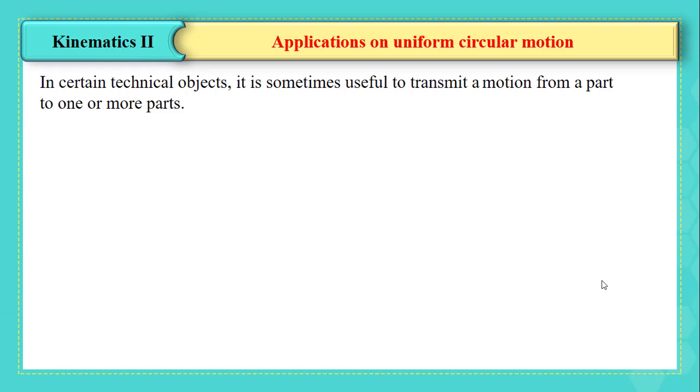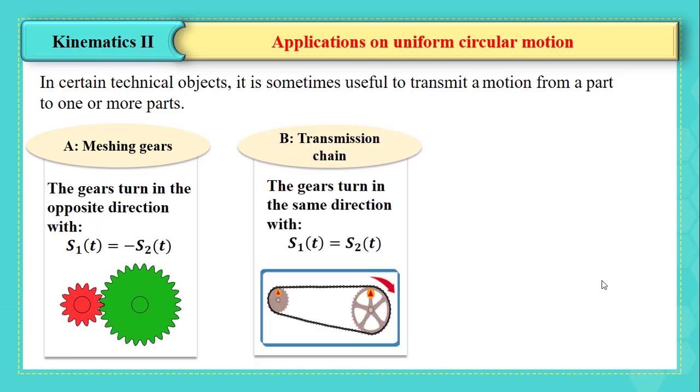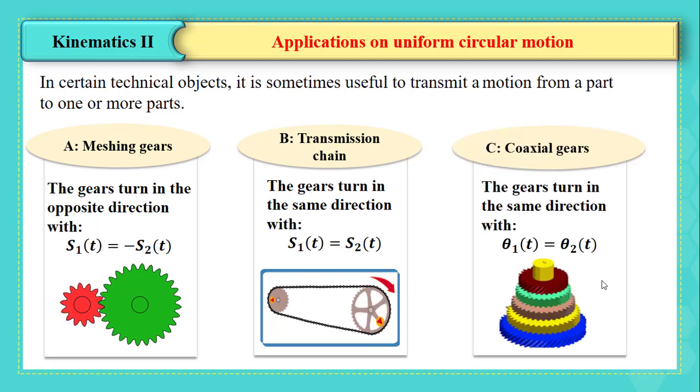Let's now study some applications on uniform circular motion. In certain technical objects, it is sometimes useful to transmit a motion from a part to one or more parts. For example, in meshing gears, the gears turn in the opposite direction: S1 of t is equal to minus S2 of t. Transmission chain, the gears turn in the same direction with S1 of t is equal to S2 of t, and coaxial gears, the gears turn in the same direction with theta 1 of t is equal to theta 2 of t. We are going to explain each of the following examples.